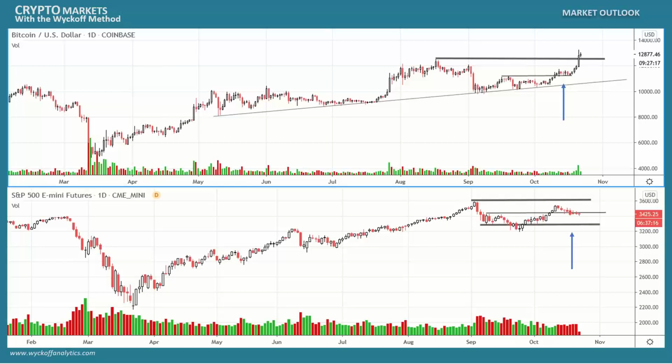So last week we said if the local resistance turns into support, we're going to revisit the high. And this is exactly what has happened. And now we are trying to commit above the high. Supply is not extreme. I would like to see further testing here, but so far so good.